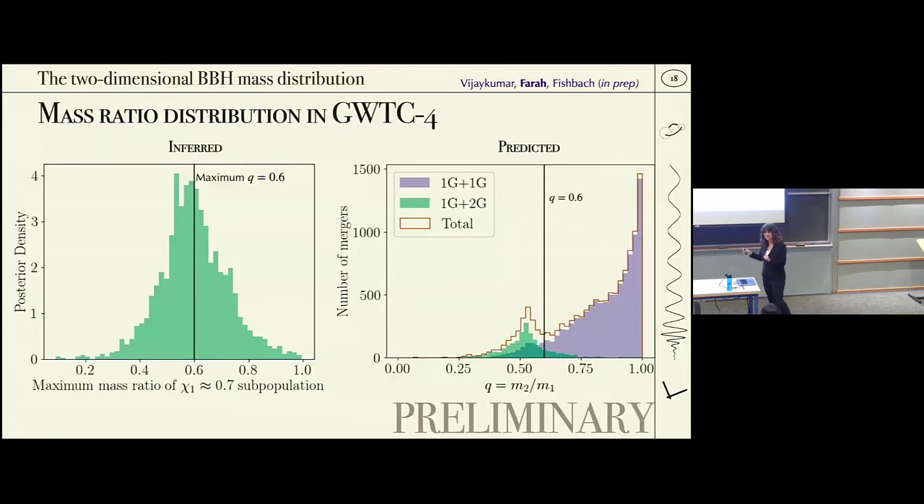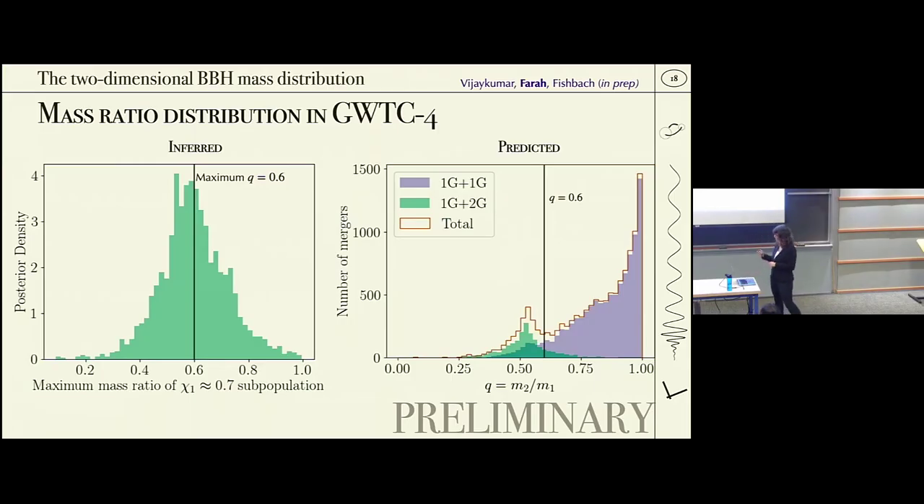So this is another slightly different model. And here I'm plotting the maximum mass ratio of the chi is 0.7 subpopulation, so the spinning subpopulation. And this maximum mass ratio peaks at around 0.6. If I draw that same 0.6 line on our predicted distribution of mass ratios, that's right at the transition between where you can see a hierarchical subpopulation and a main population. Cool. So these are the hints we have right now.